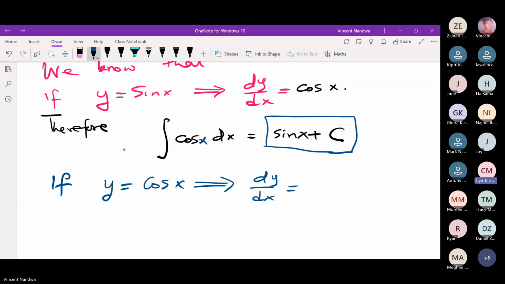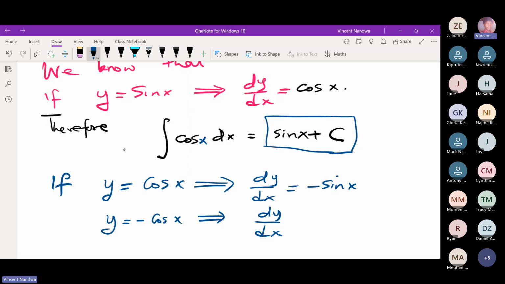Negative sine x. Then if y is negative cos x, then dy/dx will be... I have a sine function of x.